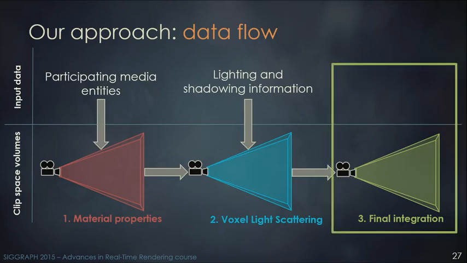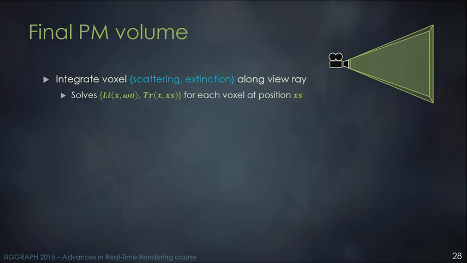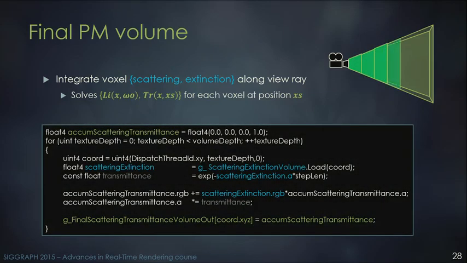So once we have all our scattered light evaluated per voxel as well as extinction, we can basically integrate them for each of the view rays, to have for each voxel the scattered light and transmittance toward the camera. So this can be just done iteratively, slice by slice. So for a voxel, you just attenuate the scattered light by the previous transmittance, and then you accumulate the transmittance for the next voxel.